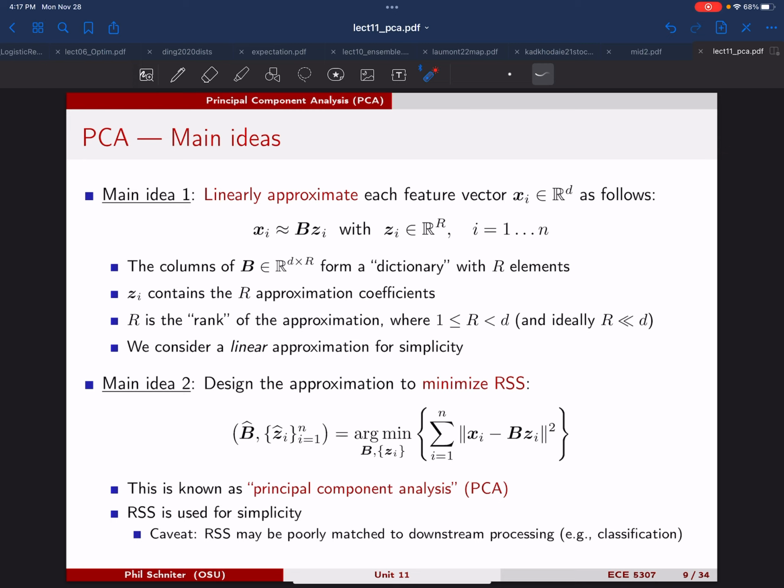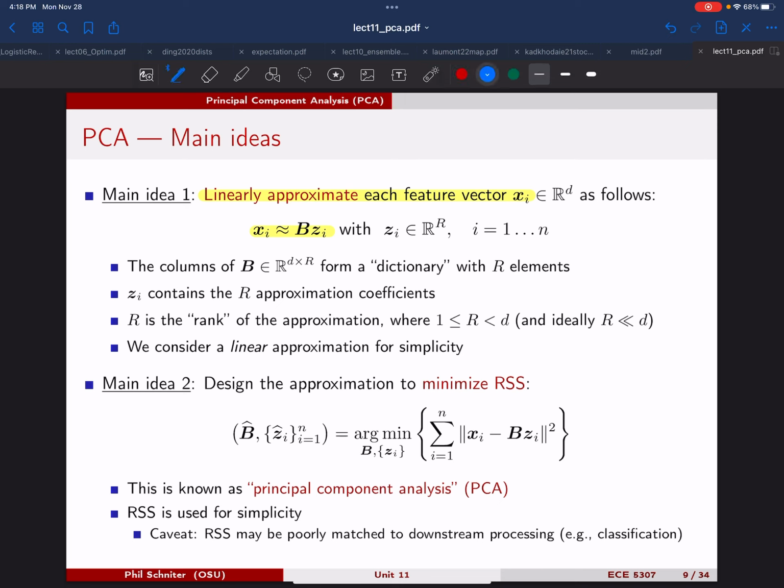So there's basically 2 main ideas. The first main idea is that we are going to be doing a linear approximation of every feature vector xi. And what we mean by that is we are going to do it this way. We're saying xi, the ith feature vector, ith sample in our data set, is approximately equal to some matrix B, which does not depend on i. This is going to be a fixed matrix for the whole data set, times what we can call a code vector, this zi, and zi is going to have fewer elements in it than xi.